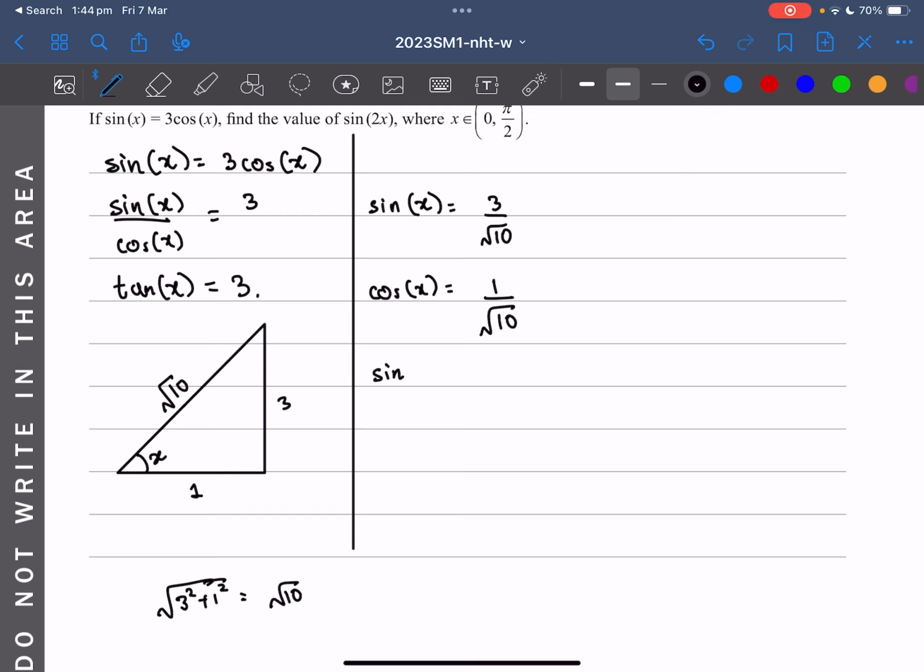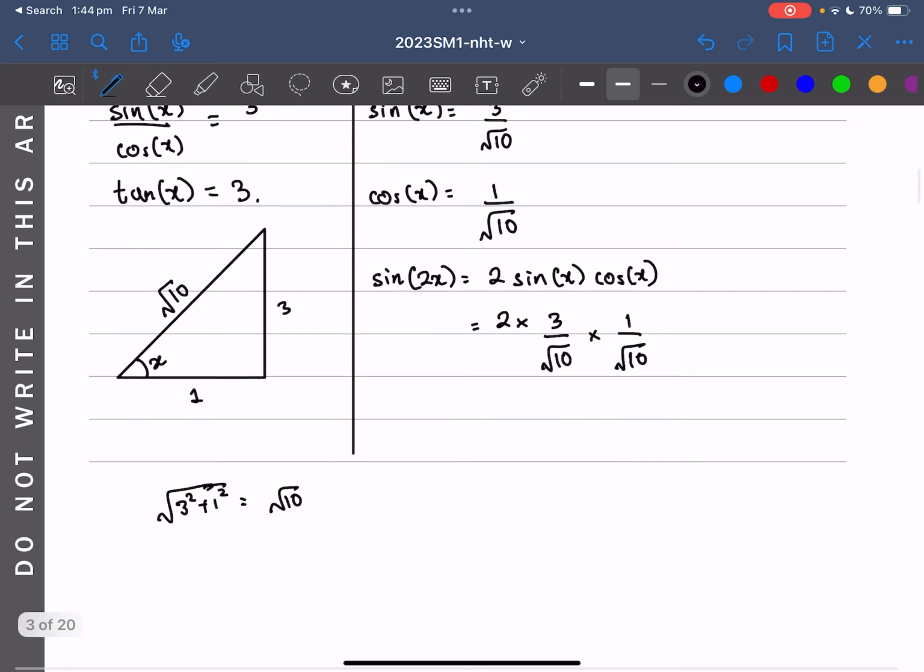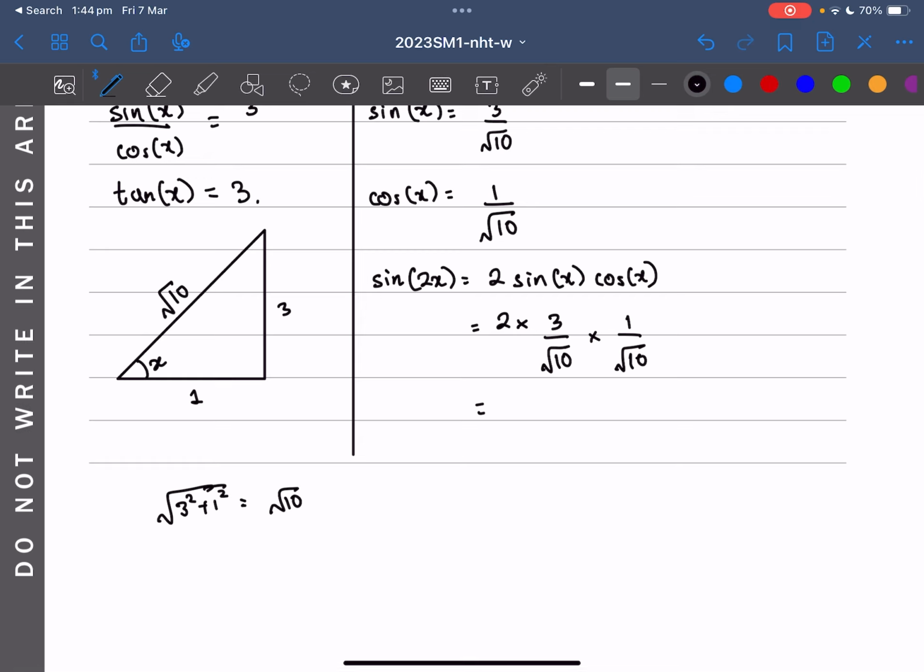Lastly, we do know that sine of 2x is an identity, and we can express this as 2 times sine of x times cosine of x. So we will have 2 times 3 on square root of 10 times 1 on square root of 10. So this will basically become 2 times 3 on 10, which equals 3 on 5. So 3 on 5 will be our answer for this question. Hopefully this made sense.